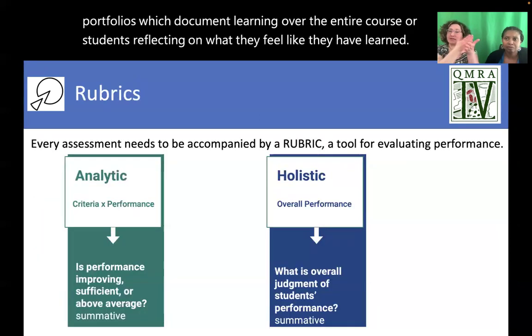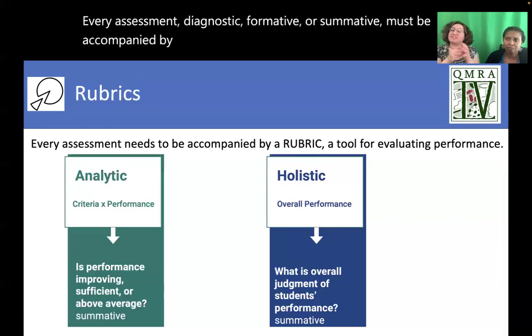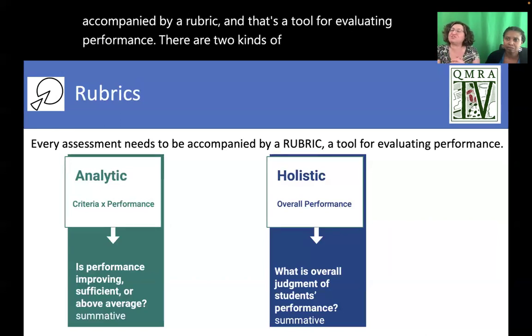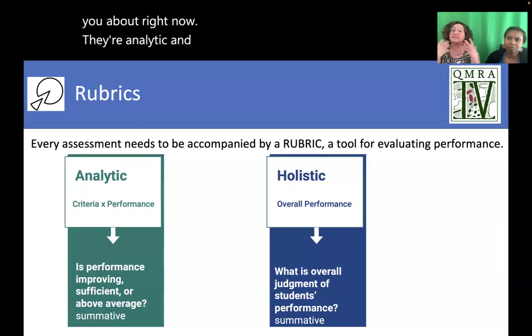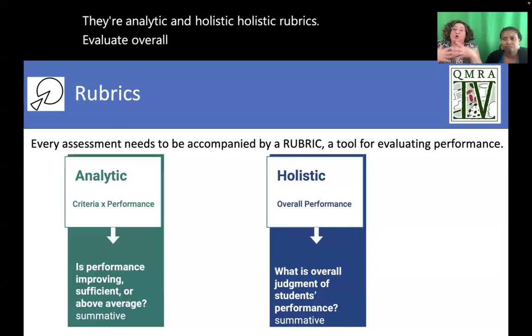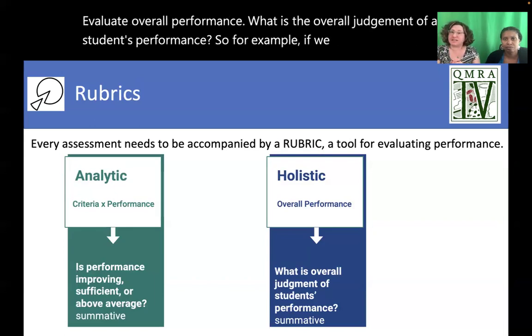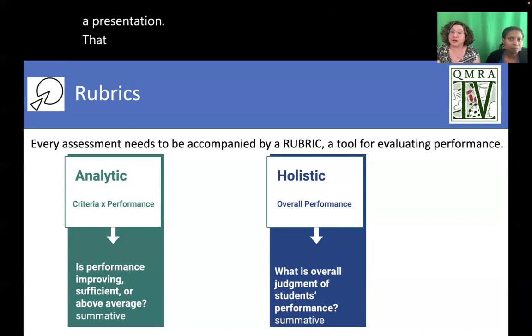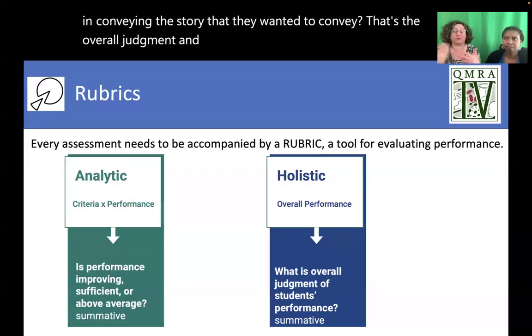Every assessment, diagnostic, formative, or summative, must be accompanied by a rubric, and that's a tool for evaluating performance. There are two kinds of rubrics we want to just tell you about right now. They're analytic and holistic. Holistic rubrics evaluate overall performance. What is the overall judgment of a student's performance? So for example, if we have students giving a presentation, that overall judgment might look like, how well did the student do in conveying the story that they wanted to convey? That's the overall judgment, and you give them a grade from 0 to 100.